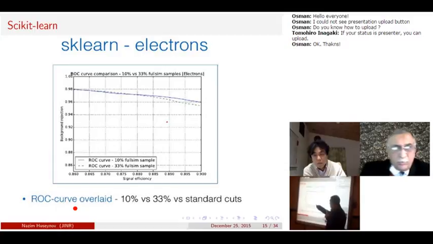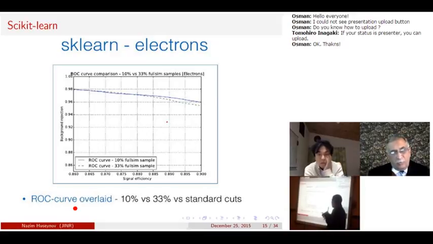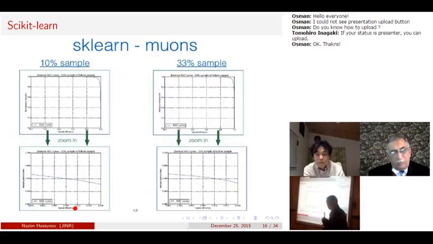Okay, next slide. Same slide for muons. I won't repeat; it was for electrons, same slide for muons. Next slide. Same slide for muons in zoom, and you can see the point after the standard cut and our curve.